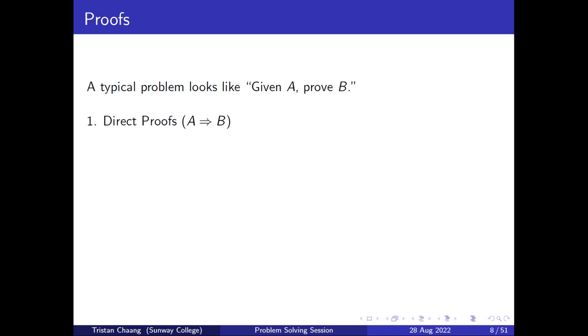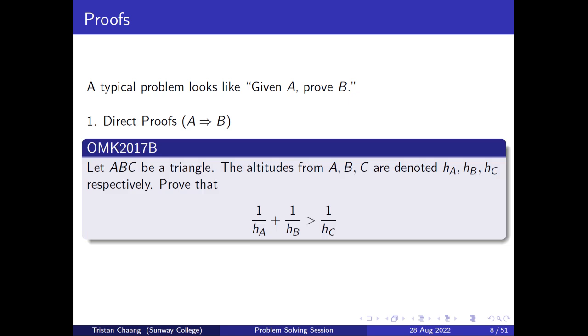Okay, so the most common kind of proof is a direct proof. For example, if the problem says given A prove B, then you just start with the hypothesis and try to imply the conclusion. Here's one example from the Bongsu in 2017, which is the year I took it. Let ABC be a triangle. The altitudes from A, B, C are denoted HA, HB, HC. Prove that this inequality is true.